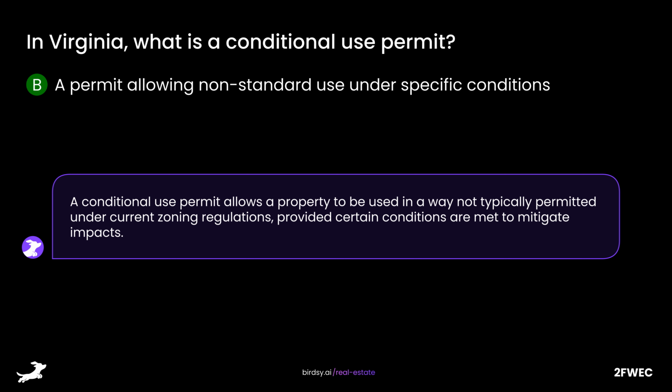A conditional use permit allows a property to be used in a way not typically permitted under current zoning regulations, provided certain conditions are met to mitigate impacts.